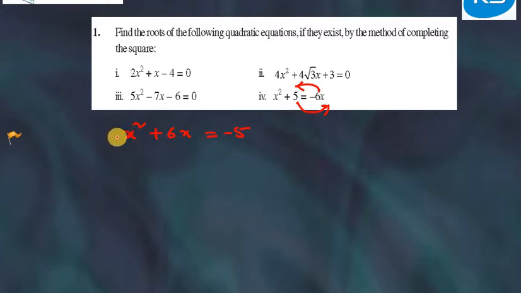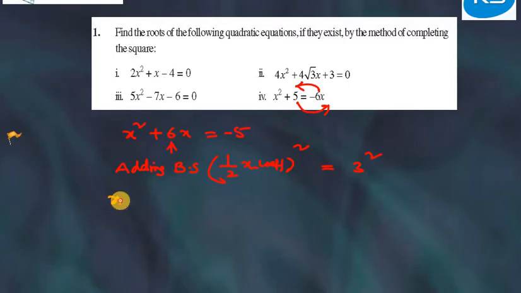Here the x square coefficient is by default 1, no need to divide the entire equation by 1. So I can straight away take half of the x coefficient whole square. I am adding it to both the sides. So what is the x coefficient here? It is 6. Half of the x coefficient is 3 square. So I am adding it to both the sides.